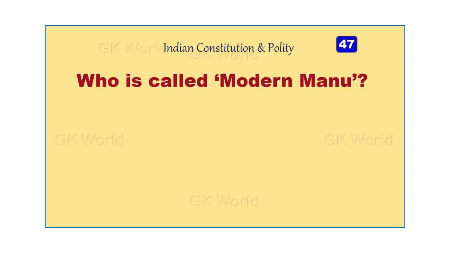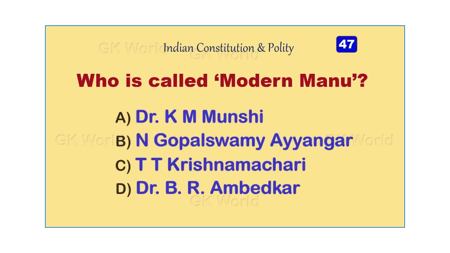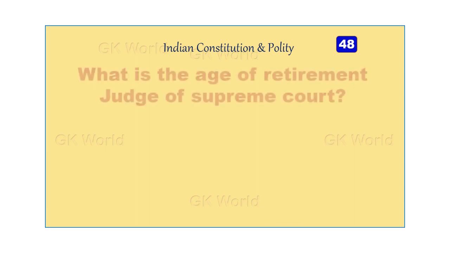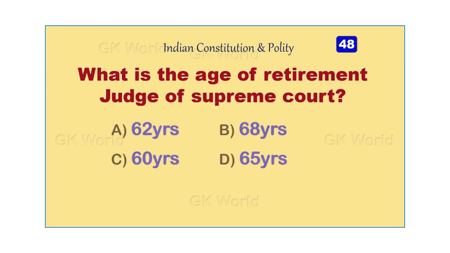Who is called Modern Manu? Option D. Dr. B.R. Ambedkar. What is the age of retirement of a Judge of the Supreme Court? Option D. 65 years.